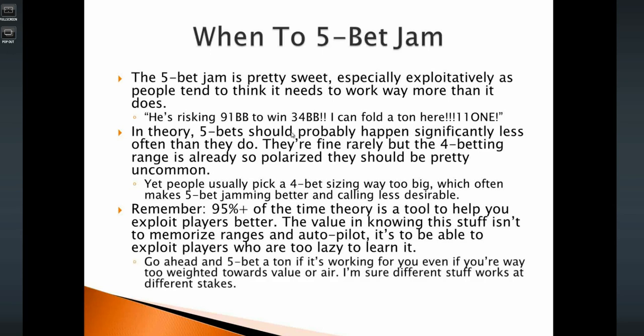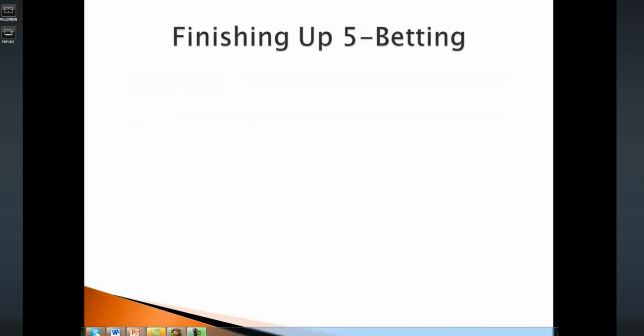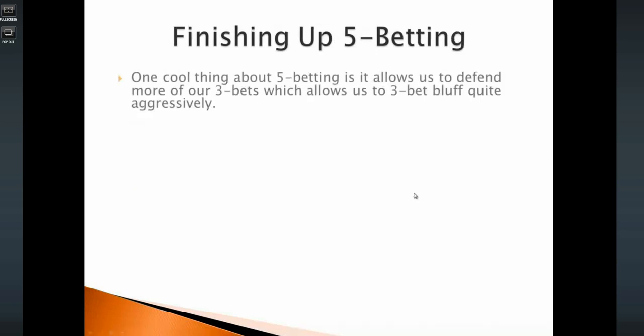Go ahead and 5-bet a ton if it's working for you, even if you're way too weighted towards value or air. I'm sure different stuff works at different stakes, so I don't know when you should be weighted too much towards bluffing or too much towards value as a generic default based on stakes. But if you have a HUD up, you should easily be able to see what opponents you should do what against. Finishing up 5-betting, one cool thing about 5-betting is it allows us to defend more of our 3-bets, which allows us to 3-bet bluff quite aggressively. So that's something to keep in mind.